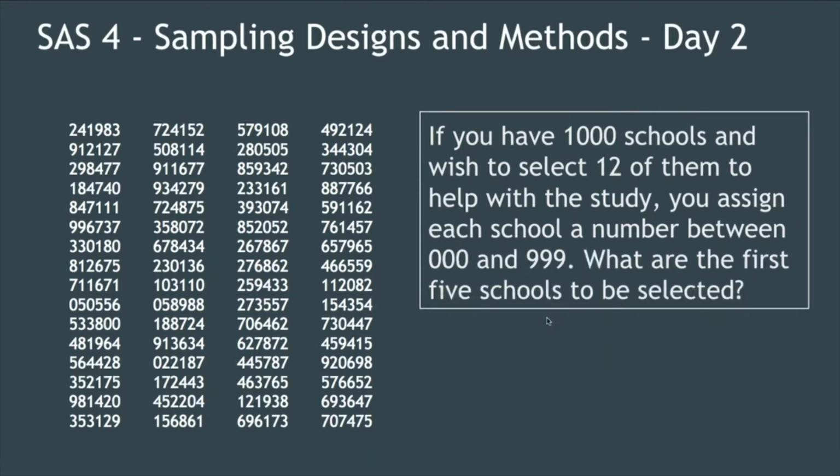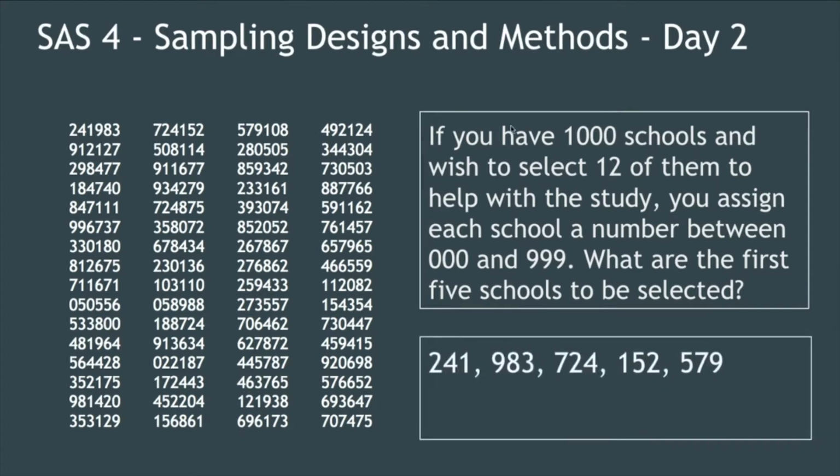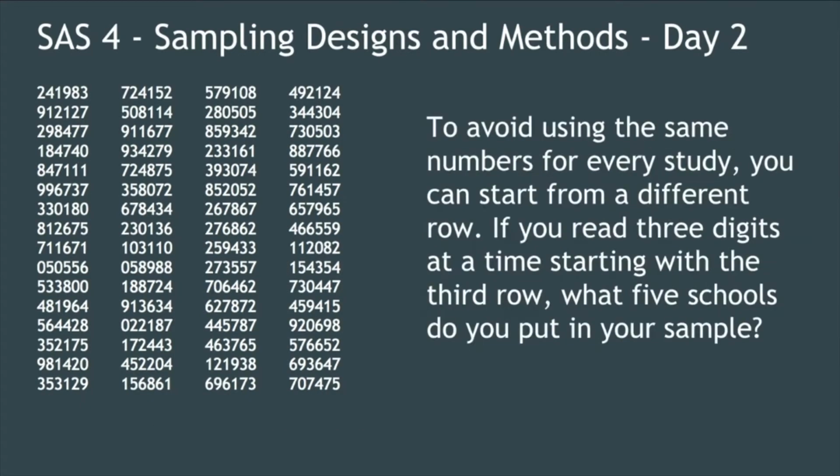Well, what if you had 1,000 schools and you needed 12 of them? You assign each school a number between 000 and 999. What are the first 5 of the 12 schools to be selected? Let's see. 241, 983, 724, 152, and 579. There you go. It's that simple, folks. Now, this part is simple. To avoid using the same numbers for every study, you can start from a different row. You read 3 digits at a time, starting with the 3rd row. What 5 schools do you put in your sample? That would be 298, 477, 911, 677, and 859.